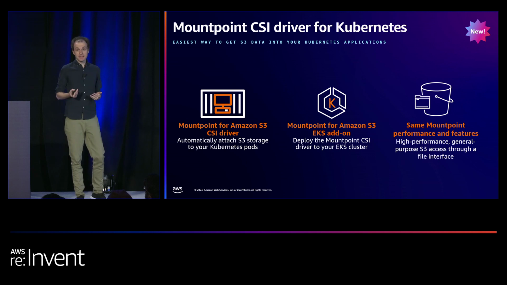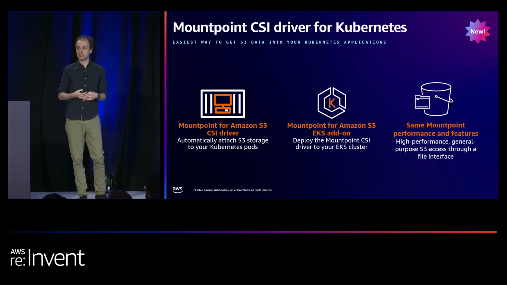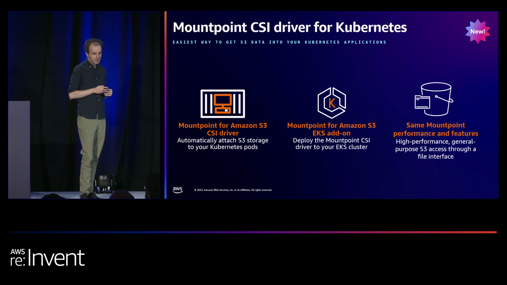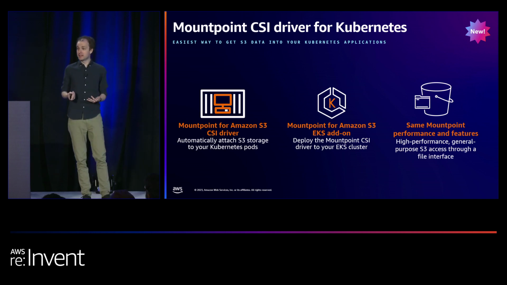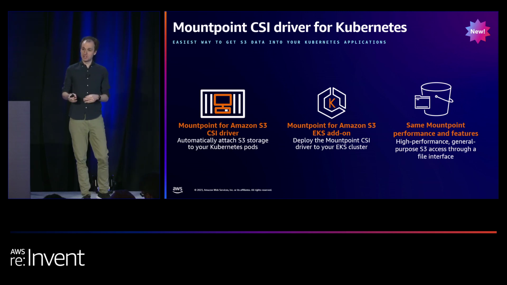If you're using EKS, the Mountpoint CSI driver is also available as an EKS add-on. What that means is that you can use EKS and let EKS manage deploying this add-on to your cluster automatically. So you don't have to do the work of deploying it yourself. So we're really excited about this for customers who are using Kubernetes in particular to manage their training workflows. Again, we think it's a really great default option to get S3 data in and out of your containerized applications without any heavy lifting on your part.